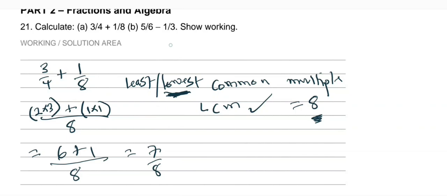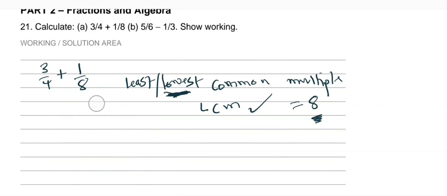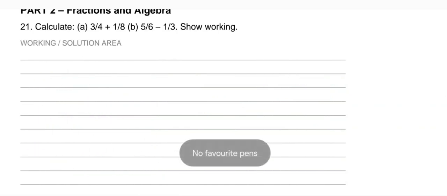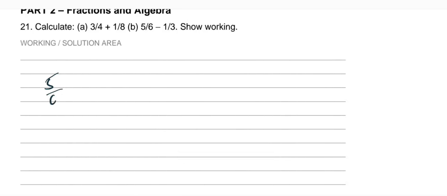Five over 6 minus 1 over 3. So let me clean this and then we do the B, because that one we have to find the LCM. So 5 over 6 minus 1 over 3. So what will be the LCM?